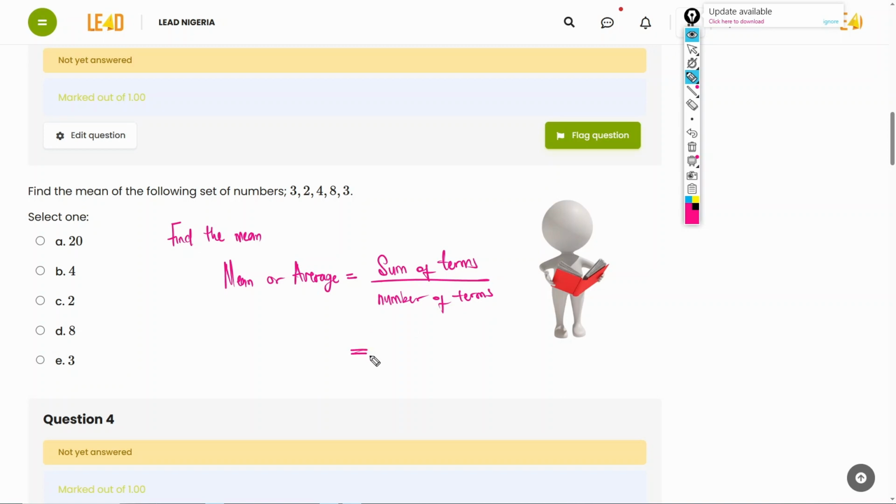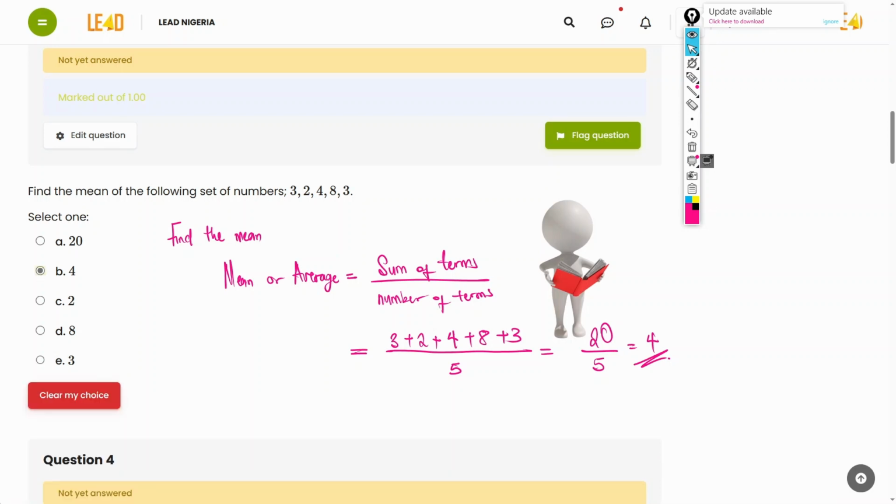So the sum of terms would be 3 plus 2 plus 4 plus 8 plus 3, and then divided by the number of terms. There are 5 terms, right? So adding this up, 3 plus 2 is 5, plus 4 is 9, plus 8 is 17, 17 plus 3 is 20. So this gives me 20 over 5, which is 4. So the mean or average is 4. Again, to find the mean, you add all of them up and then divide by how many there are.